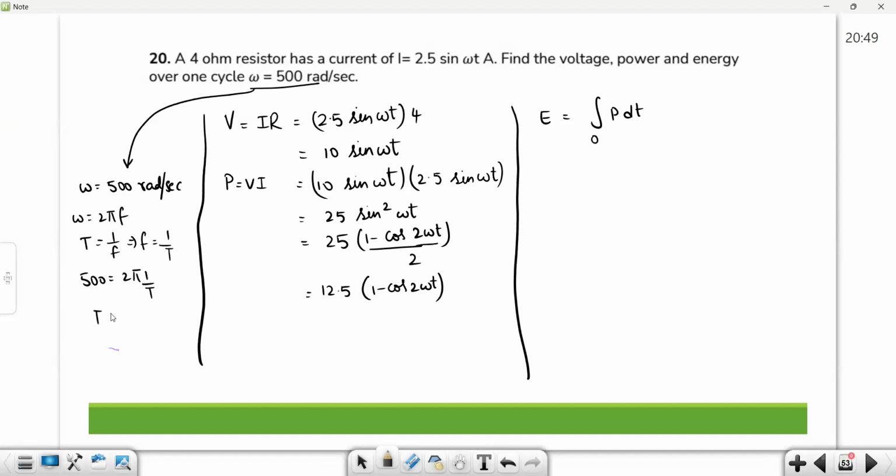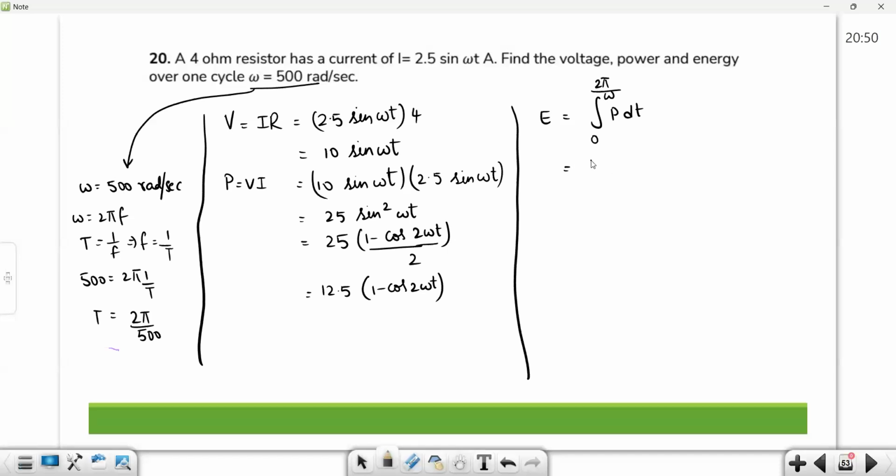So what will be the value of t? T is equal to 2 pi by 500. 2 pi by 500 will be the time t over one cycle. So energy you have to find from 0 to 2 pi by 500, which is nothing but 2 pi by omega. You can write omega or 500, whatever you want. 2 pi by omega into dt.